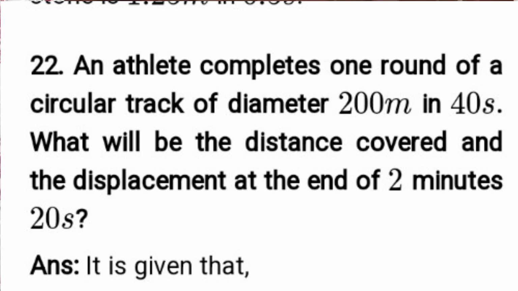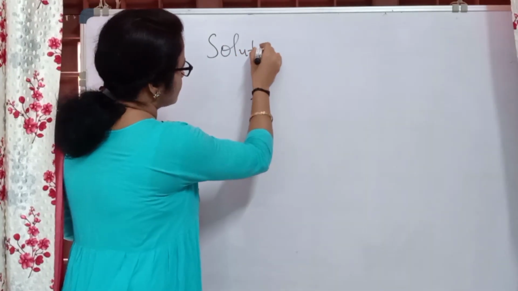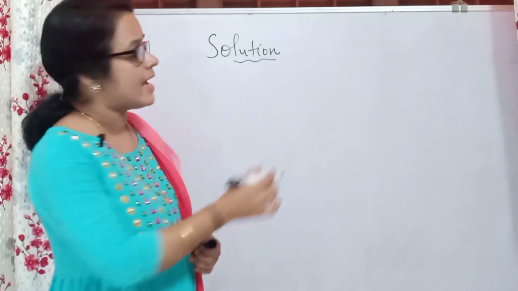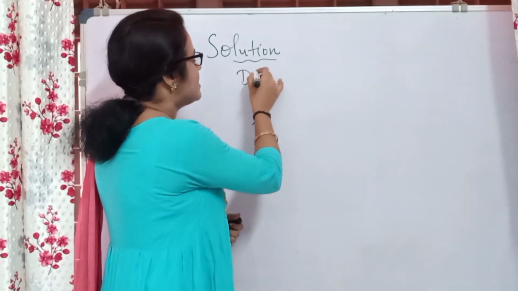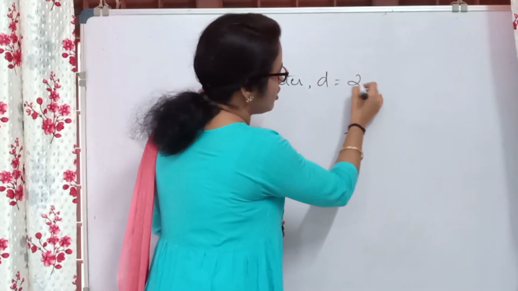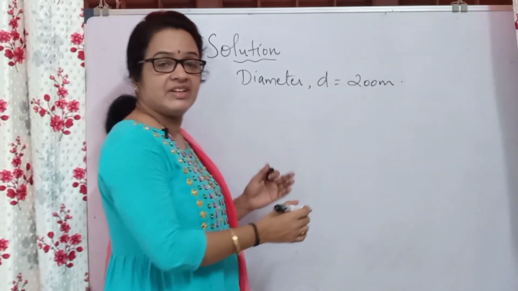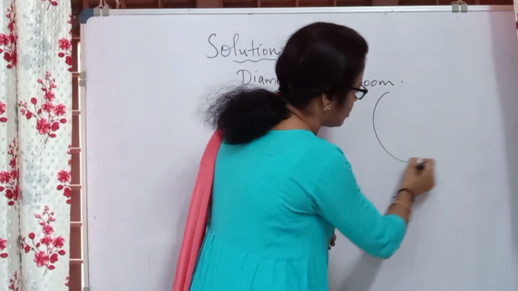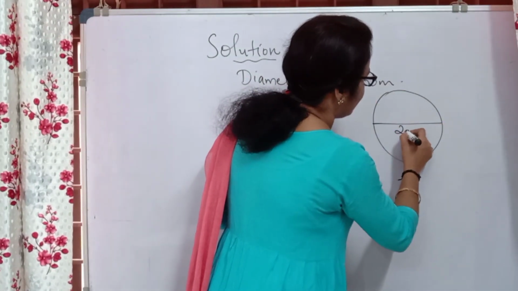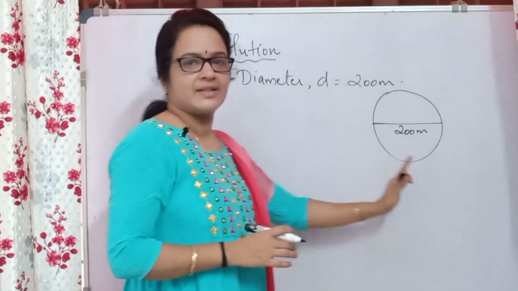So how can we start with the solution? Here we can write down the things given. Diameter of the circular path, D, is equal to 200 meters. It is given that the athlete is traveling in a circular path, and the diameter of the circular path is 200 meters. It is better to draw that diagrammatically.